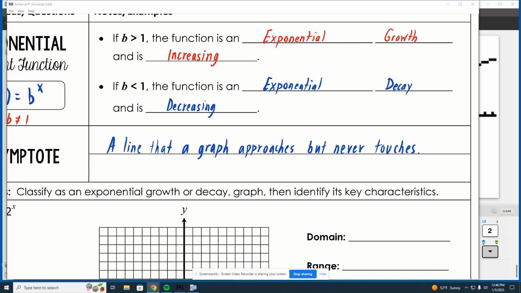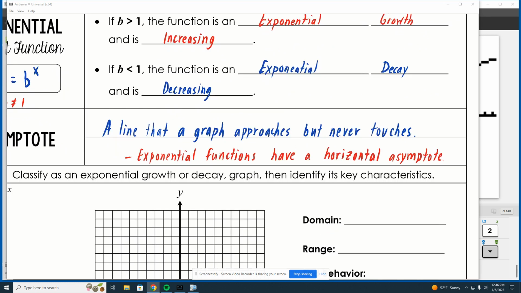Same with prices of stuff. The prices might go up forever, but are you ever going to pay negative money for something? No, there's a ceiling that it cannot go below. That's the idea of an asymptote. Now, specifically, when it comes to exponential functions, y'all need to know that exponential functions have a horizontal asymptote.